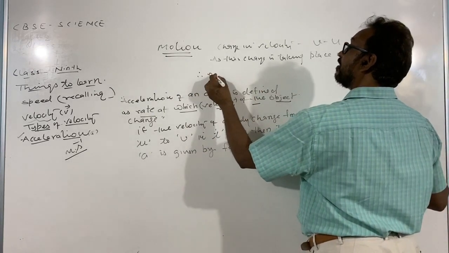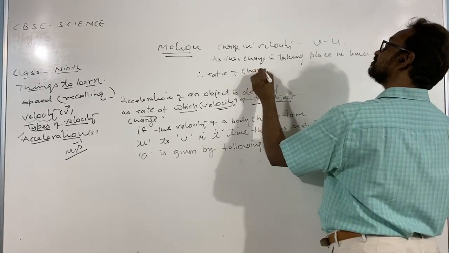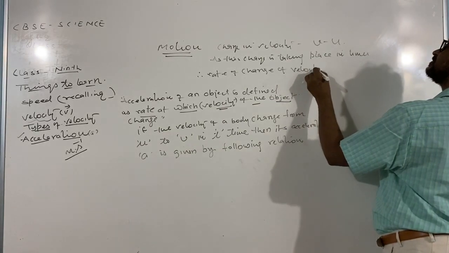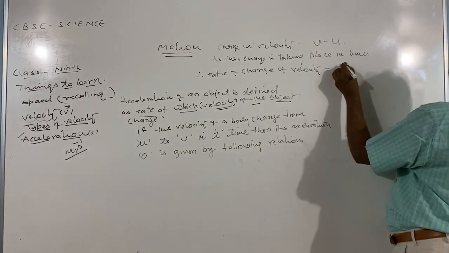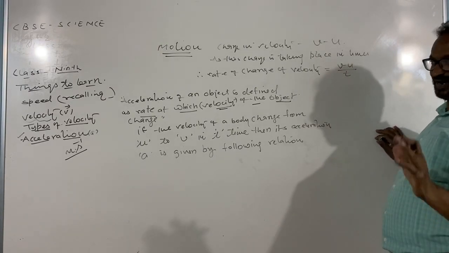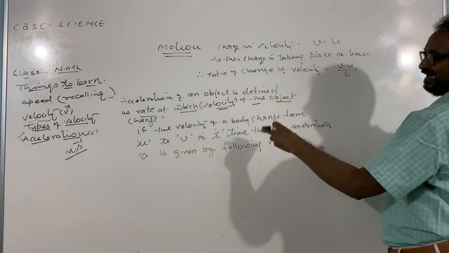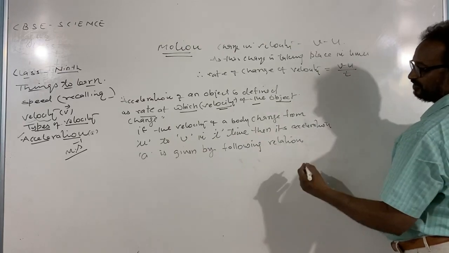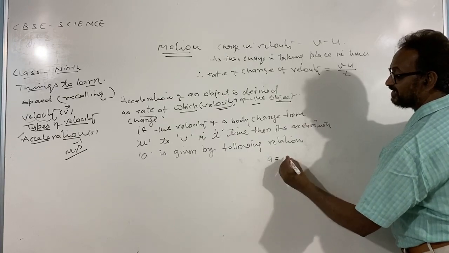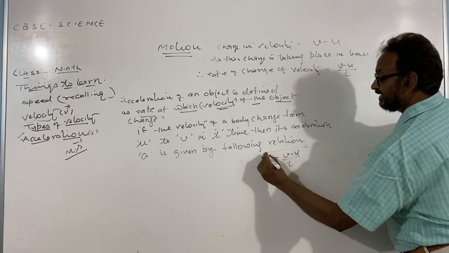Therefore, rate of change of velocity is equal to v minus u over t. Now, by definition, rate of change of velocity corresponds to acceleration. Therefore, acceleration of the body is given by relation a is equal to v minus u over t.